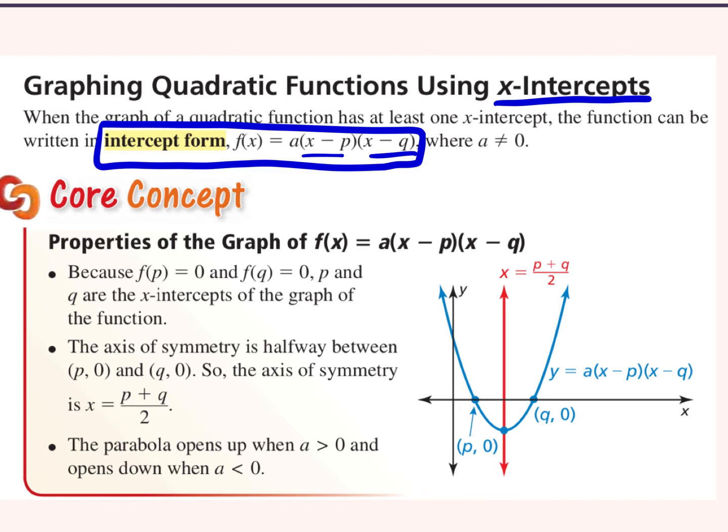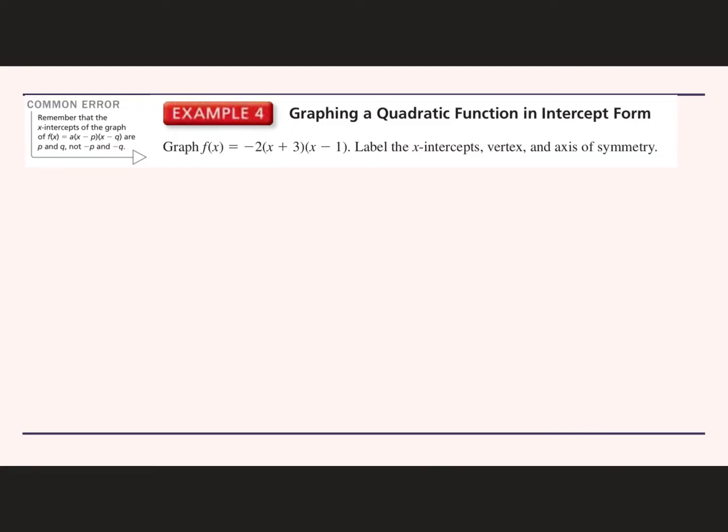And then to find the axis of symmetry, we just add those two numbers. So we add P and Q and divide by 2. So this is how we find the axis of symmetry. So here we have to label the x-intercepts, the vertex, and the axis of symmetry. Oh, and we have to graph.